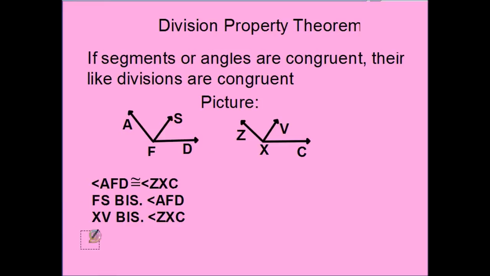So here's what we can conclude. We can conclude that angle AFS, one of the smaller ones, is going to be congruent to ZXV, the other smaller one. And you can actually mix and match this. We can say that AFS is congruent to VXC, SFD is congruent to VXC, or SFD is congruent to ZXV. So we can mix and match those little divisors.